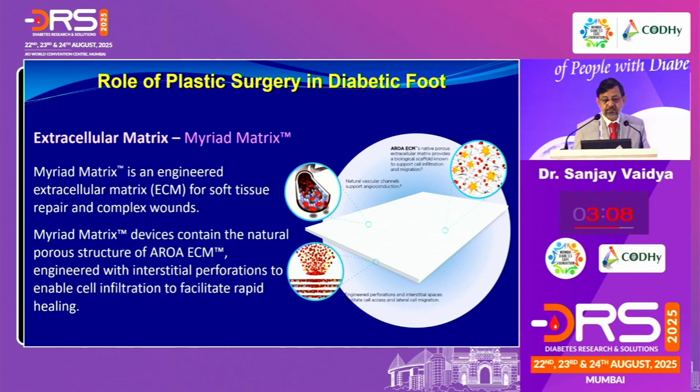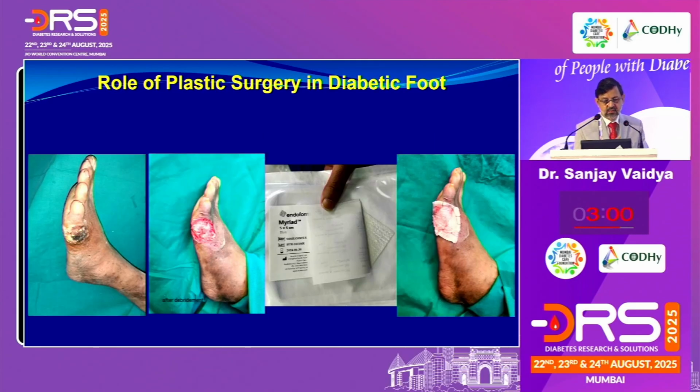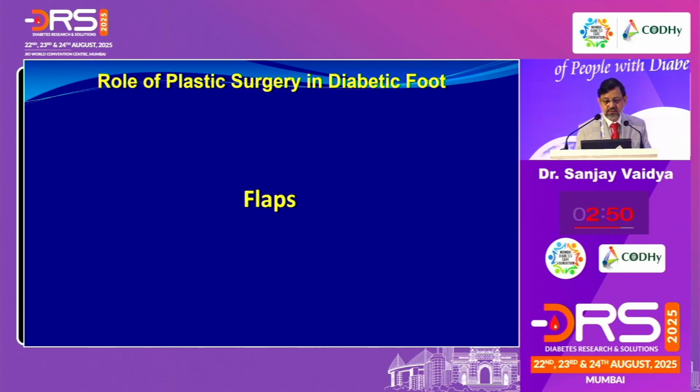Myriad matrix is a thicker version of Endoform, with multiple layers, which is used specially to cover exposed areas of bones and tendons. And in this case the patient was very keen on saving the fifth toe. So I did aggressive debridement. You can see the exposed joint capsule where the Myriad was applied, and this has gone on to heal, and that toe could be saved.